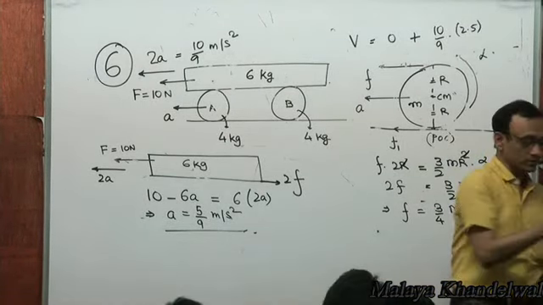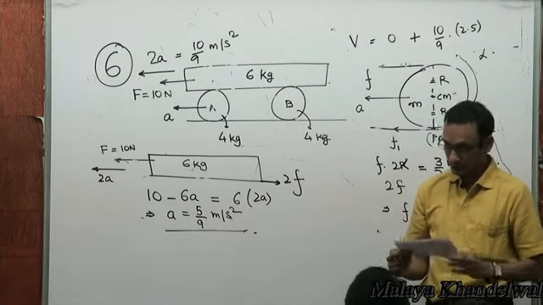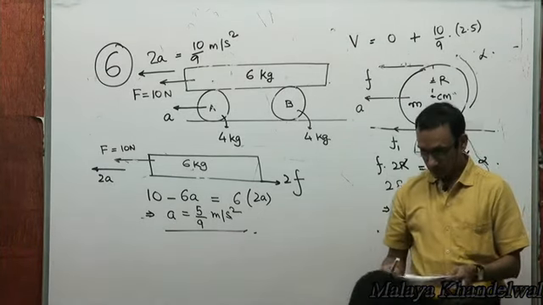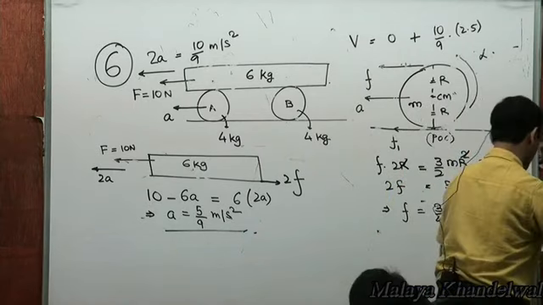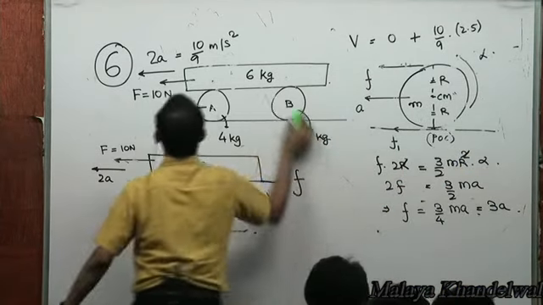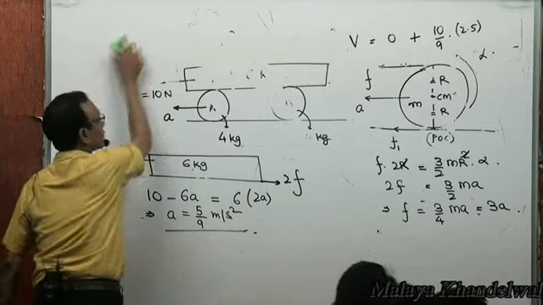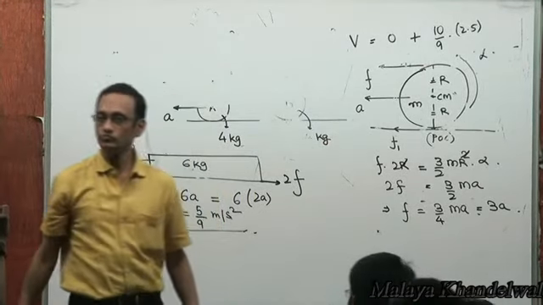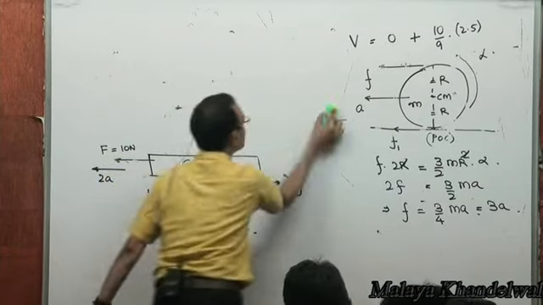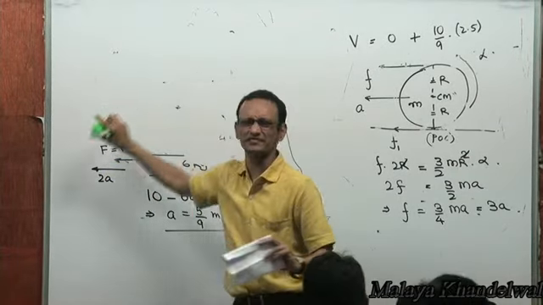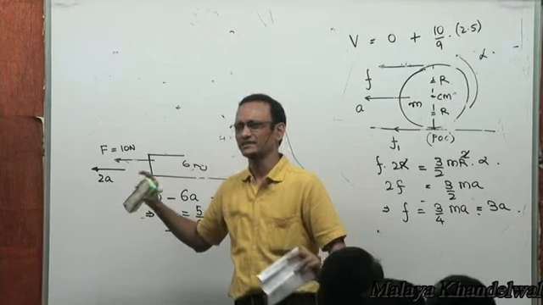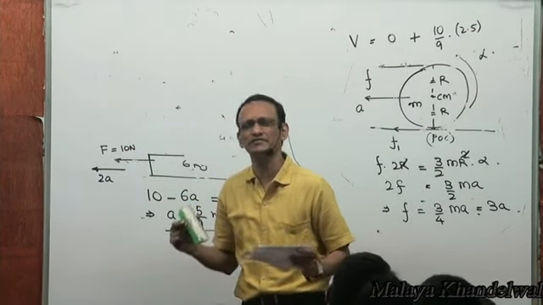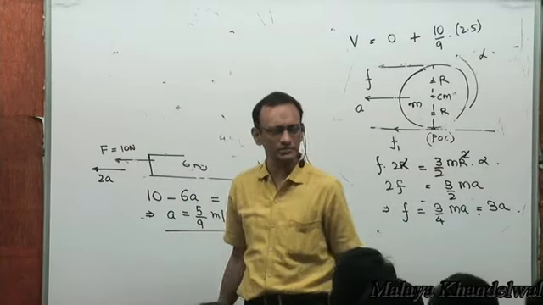Let's look at the next problem. How many of you could do it? Okay, 1, 2. See, again, very illustrative in character. Umpteen things illustrated in one single example, right?